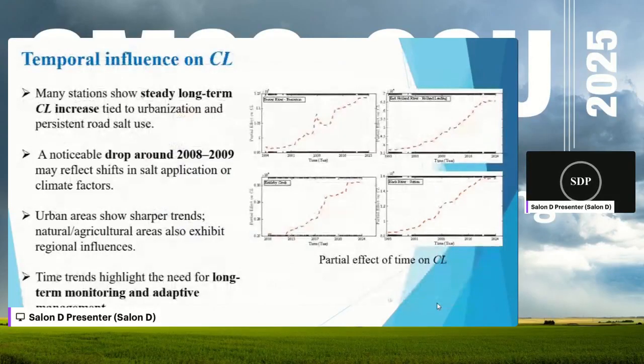The partial effect of time on chloride load shows a steady increase in the chloride load due to human activities, road salt application, and also climate variability. There is a drop in 2008 and 2009 that could be linked to a change in road salt maintenance, but it needs deeper investigation to better understand the reason. There is a sharper trend for the urbanized sub-watersheds as well.